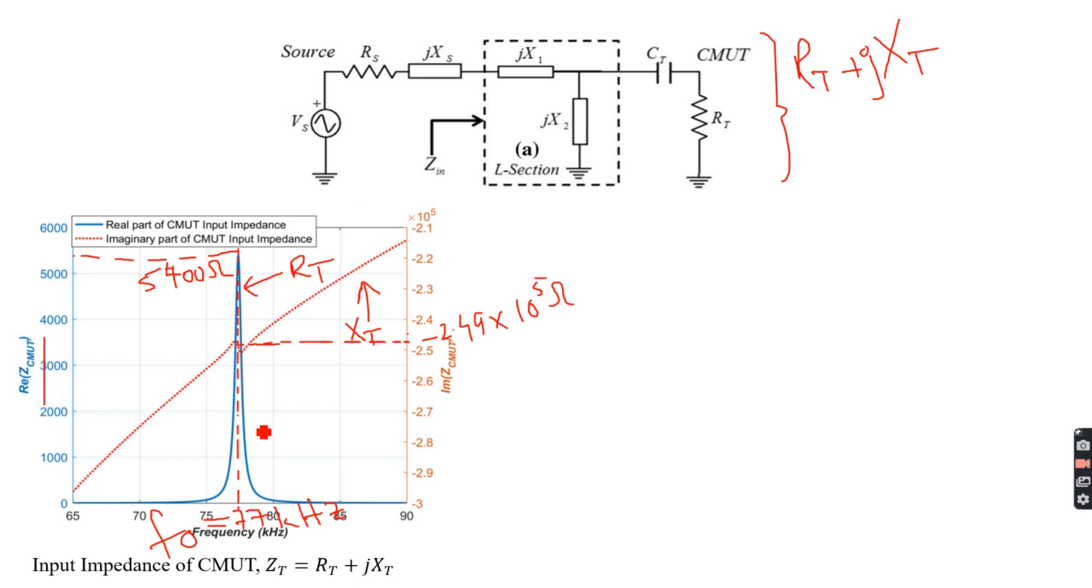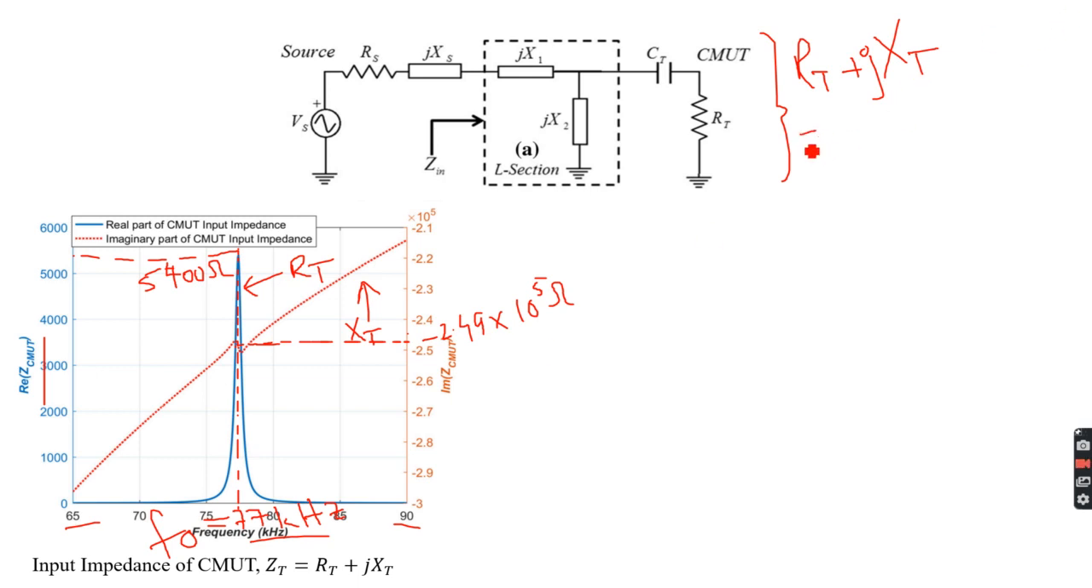And then you provide a harmonic signal. So you sweep the frequencies for, let's say, 65 to 90 kilohertz. You find out that the resonance occurs at 77 kilohertz. And then at that frequency, you're interested to know what is the impedance.